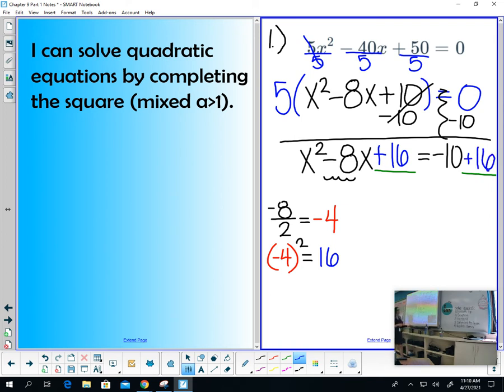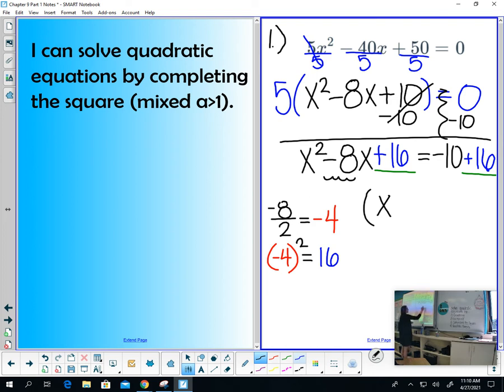All right, I'm almost there. So now I am able to have a perfect squares trinomial. Okay, a perfect squares trinomial. So I'm going to have x minus 4 squared equals negative 10 plus 16 is 6. Okay, so just the same thing as our last video. The only new piece is our greatest common factor. So now I have to solve.